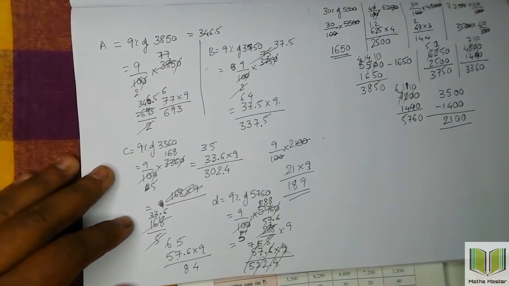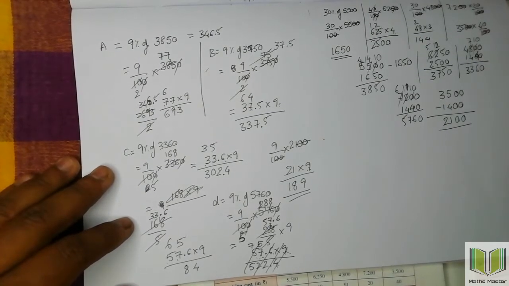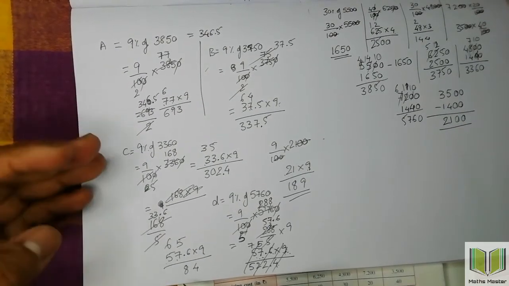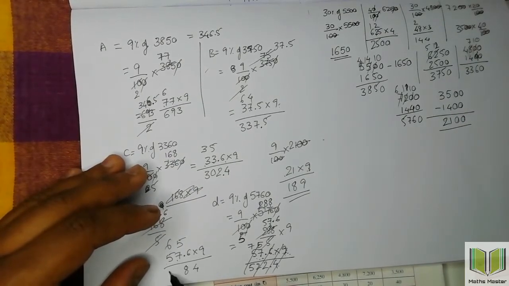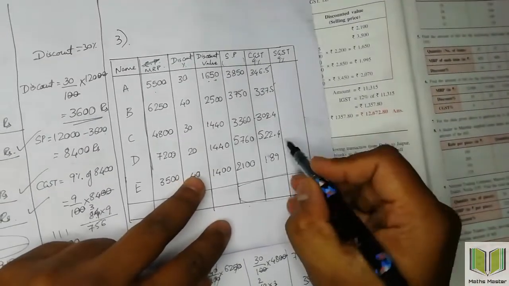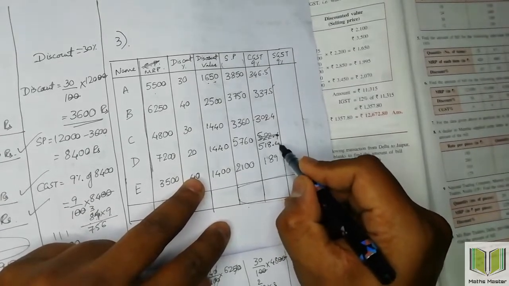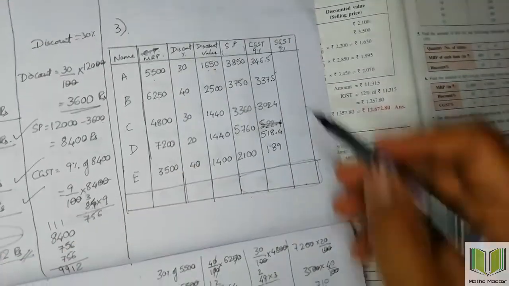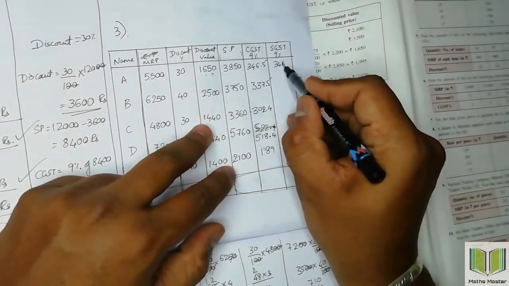68. 9 times 5 will be equal to 45. 45 plus 6 will be equal to 51. 518.4 is the right answer. I took it as 522.4. Sorry, my bad. 518.4. Okay, done. Now SGST will be the same values since the calculation is already done.